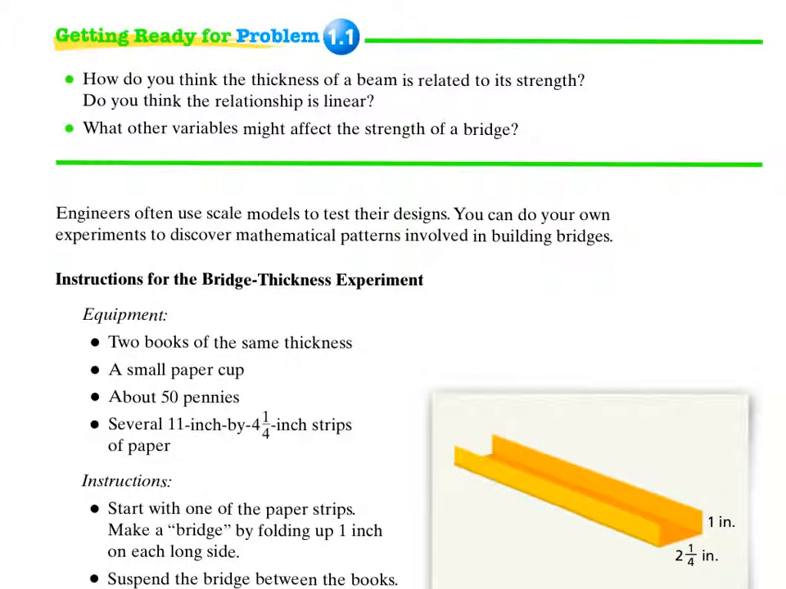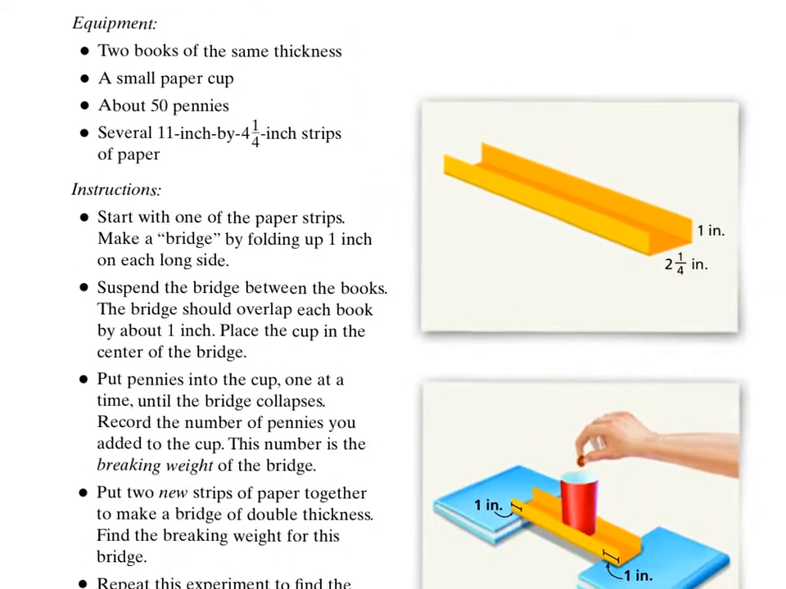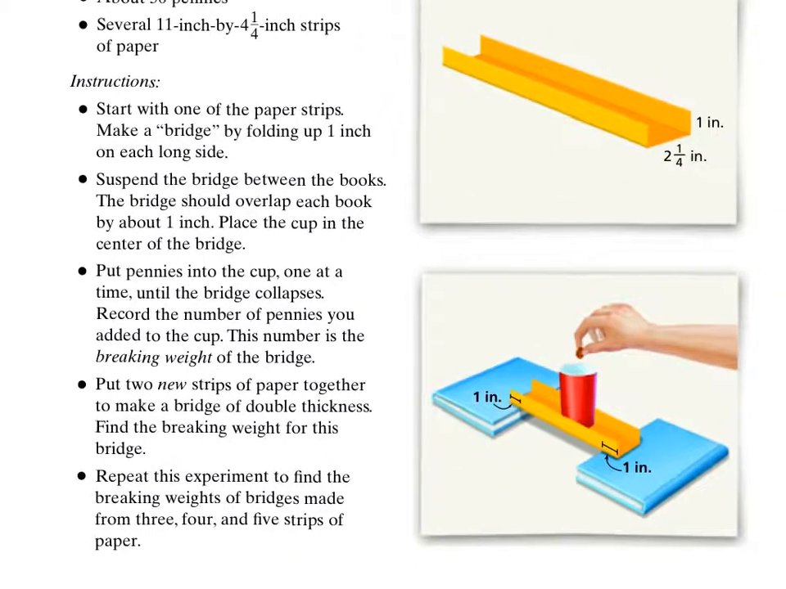So then our book leads us through a bridge building experiment. We simulate a bridge by having folded paper that spans across 2 books of equal height. In the middle of the bridge, we place a cup, and we add pennies to the cup until the bridge is compromised in its strength. We start with 1 thickness of paper, and we record on a data table how many pennies that bridge would hold. Then we increase by 2 thicknesses and 3 thicknesses and so on.